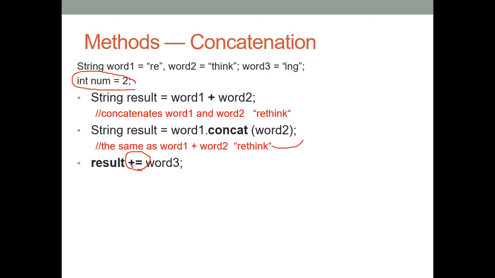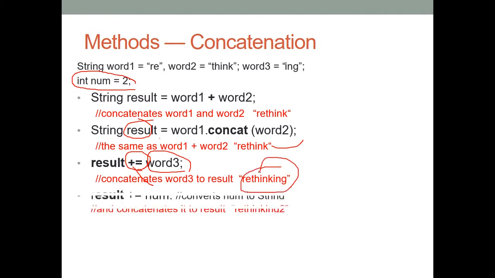Okay, it is a very simple operator. Result plus equal to word3 means result equal to result plus word3, so result is already rethink, and plus word3 is ing, so you will get rethinking. So like that, everything I am going to explain in a very simple way. And concatenation means joining two strings into the same string, that is called concatenation, and store these strings.